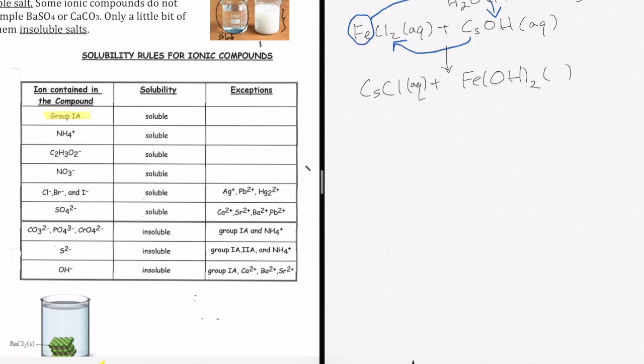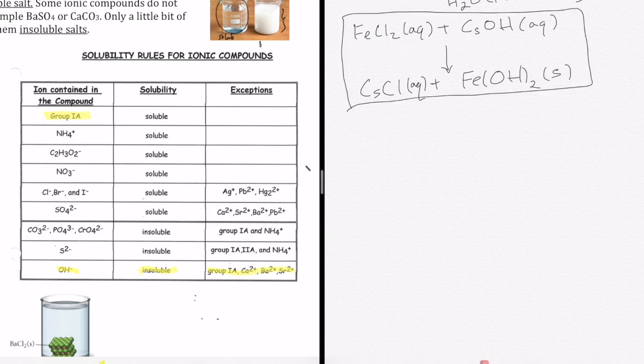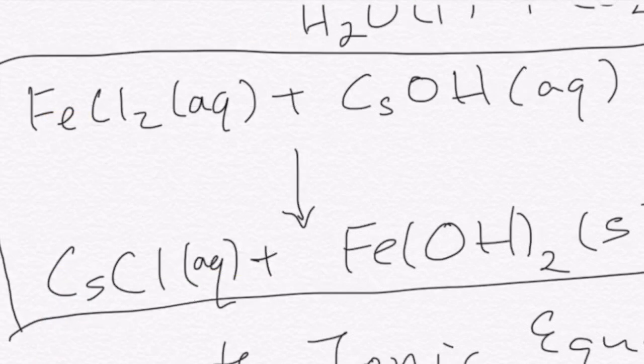So aq. For Fe(OH)2, I'm going to scroll down here to find either Fe or OH, and I notice there's an OH here at the bottom. It's always insoluble with some exceptions, which are these guys, but iron is not one of the exceptions, so in this case that will be a solid. So that's my molecular equation. Now one thing I need to do is make sure that I balance my equation after I write the molecular equation by adding 2 to the CsCl and 2 to the CsOH.